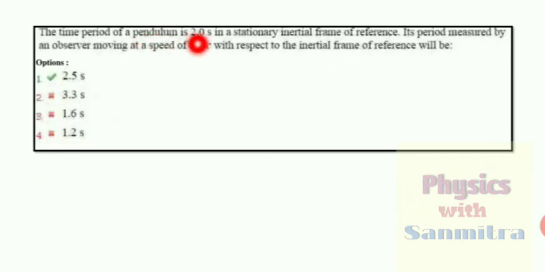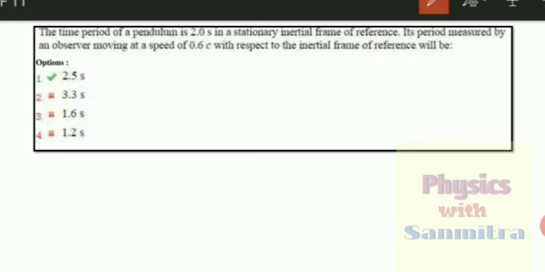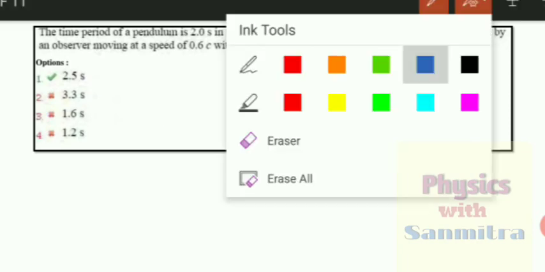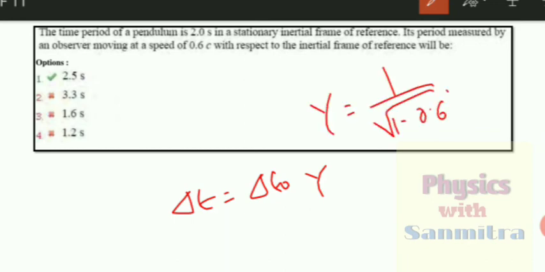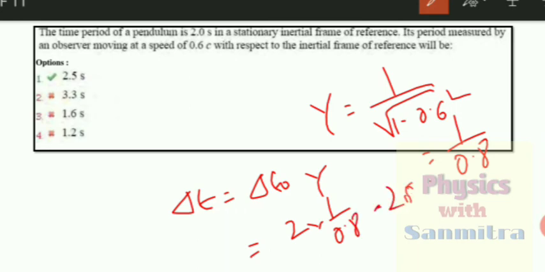The time period of a pendulum is 2 seconds in a stationary inertial frame of reference. Its period as measured by an observer moving at a speed of 0.6c with respect to the inertial frame of reference will be? This is another question on time dilation. This is very simple. Δt is equal to Δt₀ into gamma. Now what is gamma? Gamma is 1 by root over 1 minus 0.6 squared, that is 1 by 0.8. So this will be 2 into 1 by 0.8. That comes out to be 2.5 seconds. So option A is correct.